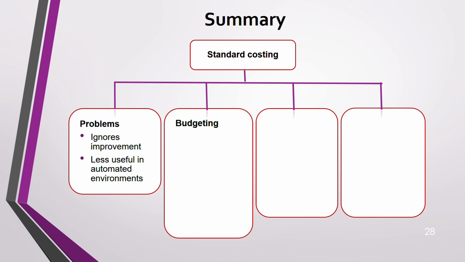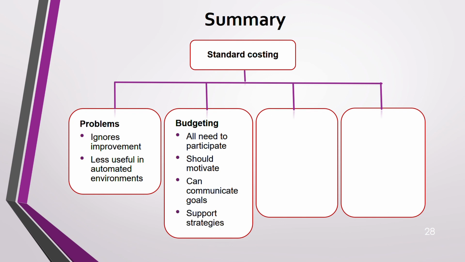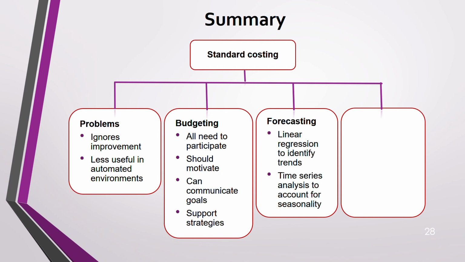Yes. Budgeting, all the 6 types of budgeting: periodic, rolling, zero based, activity, flexed, right? For budgeting, all need to participate. It should motivate. Budgeting should be set at a level, not too high, not too low, but it should motivate. It should communicate the goals and support the strategies. Then forecasting. In forecasting, we use linear regression. They identify trends. We use time series. They analyze based on the time, or you can say seasonality.